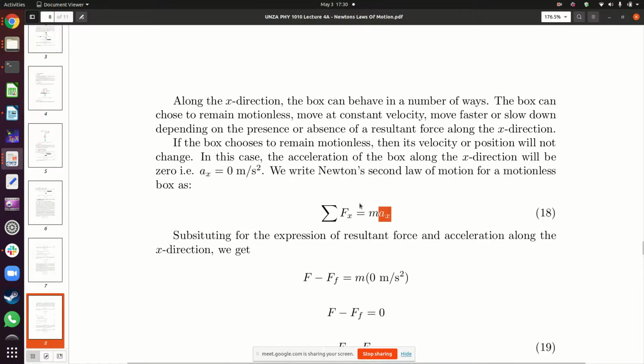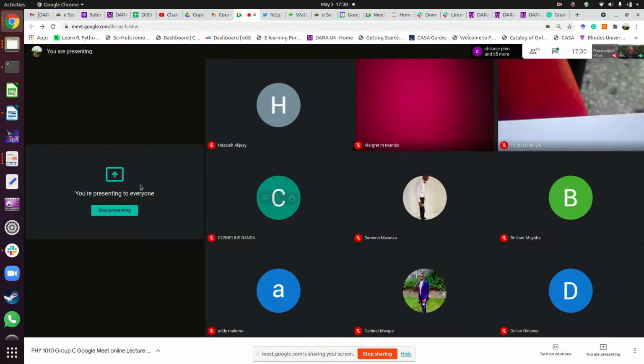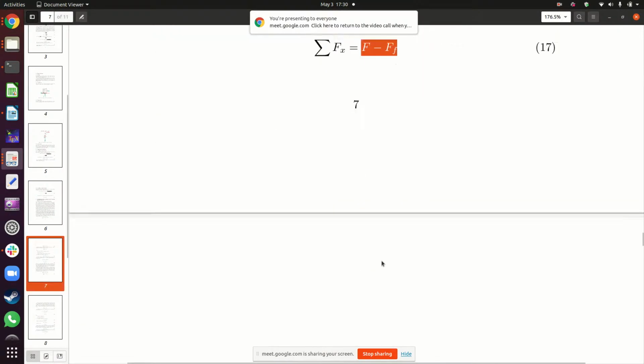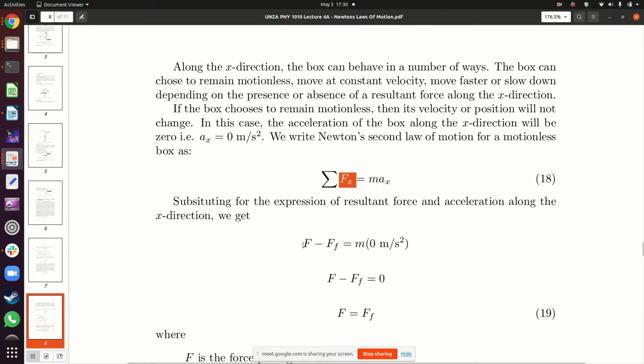Now, whether the box is motionless, moving at constant velocity, or moving faster, the expression for the resultant force, or the forces which make up the resultant force, remain the same. Our resultant force is the pulling force minus the friction force. So that bit will not change. In this expression of Newton's second law of motion, we substitute for our resultant force, which is F minus F_f, the pulling force minus the friction force, then the mass of the box, whatever the mass is, we don't know, but we know that it's a constant mass, multiplied by the acceleration.